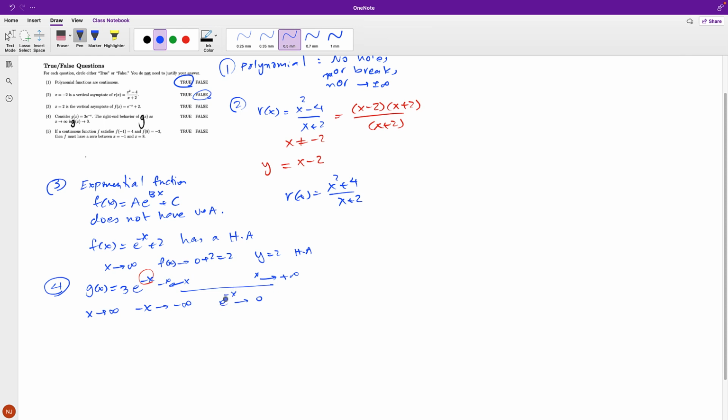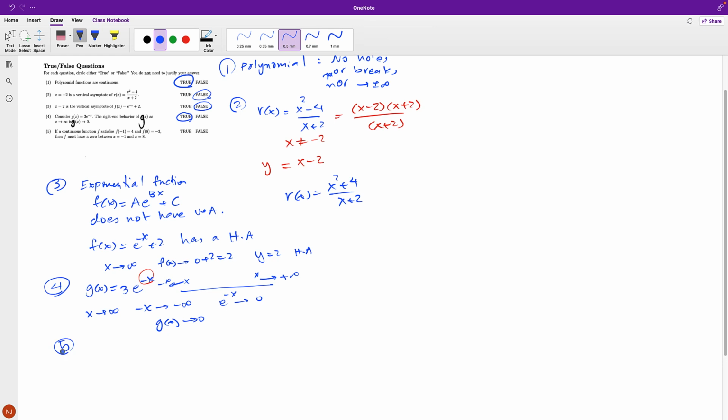The exponential goes to 0. Therefore, g of x goes to 0. So this is a correct one. And that was false, by the way. There we go. Now, number 5.